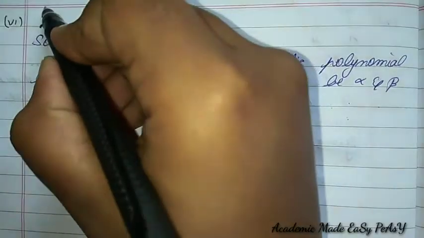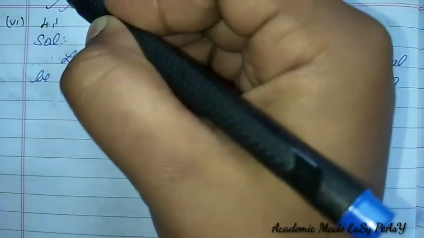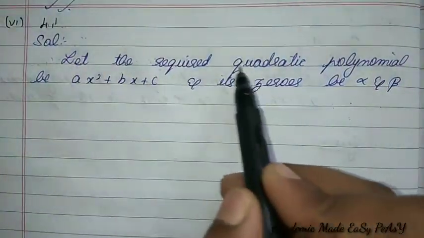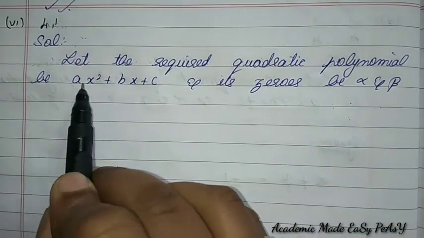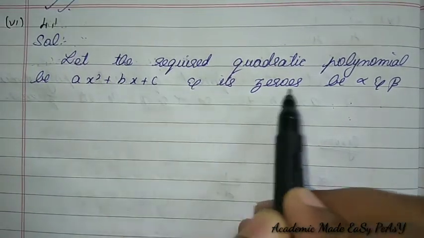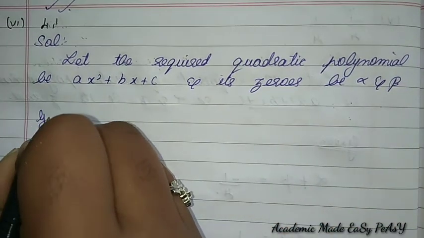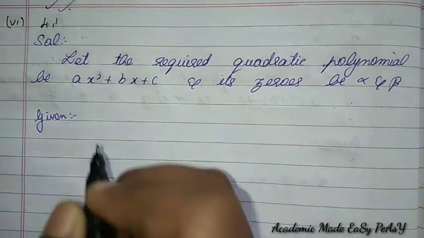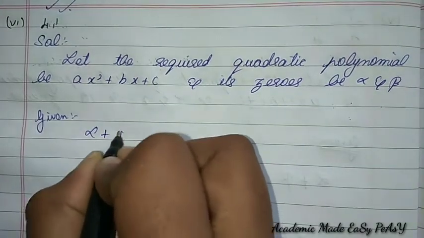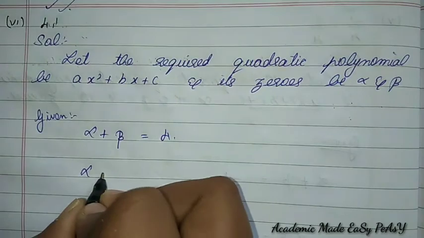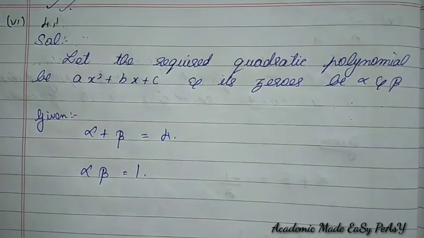Subdivision 6, here also two values are given. One is the sum of zeros and then it is the product of zeros. So let the required quadratic polynomial be ax square plus bx plus c and its zeros be alpha and beta. So now first I will write the given part. What is given? Alpha plus beta is equal to 4. First one, okay. So alpha into beta is equal to 1.